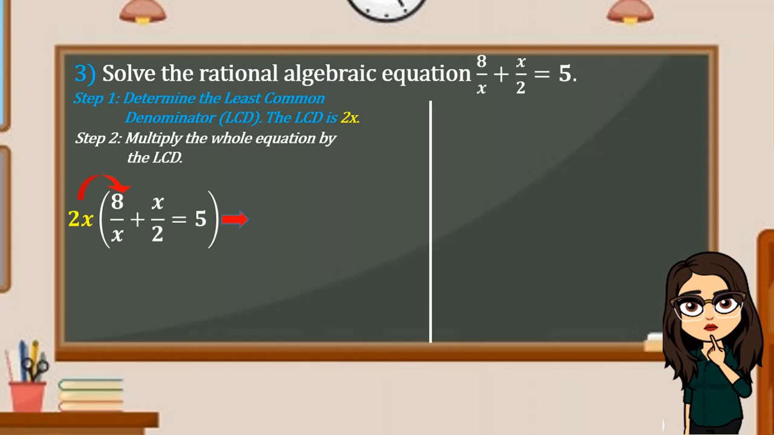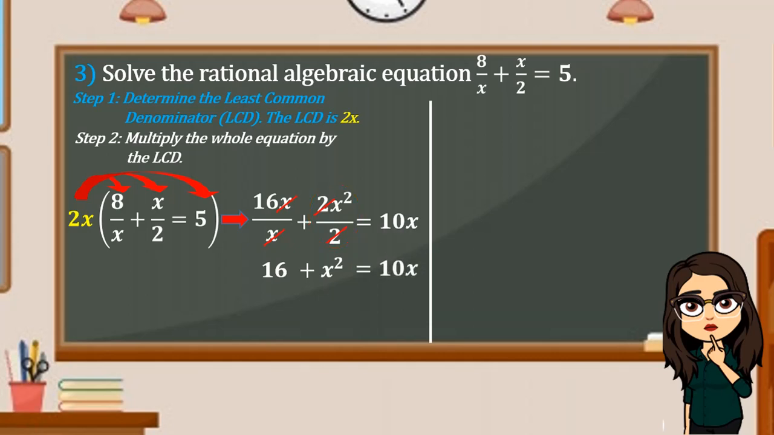So 2x times 8 over x is 16x over x. Next, 2x times x over 2 is 2x squared over 2. And then last, 2x times 5 is 10x. So for 16x over x, cancel x in the numerator and denominator. So we have now 16. For 2x squared over 2, cancel 2 in the numerator and denominator. So we have x squared.